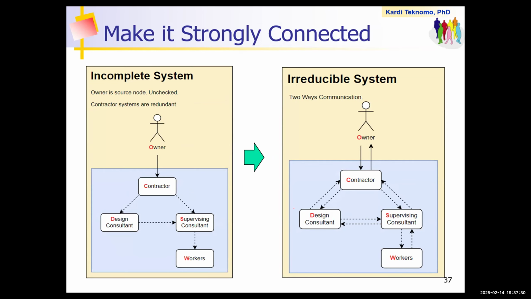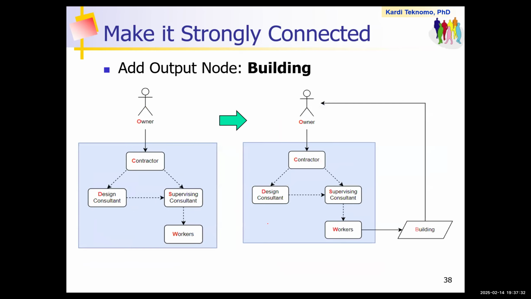Is it clear? Just make it two-way communication, and then you will get that. Another way is to add the output node. In this case, the building is the output node.